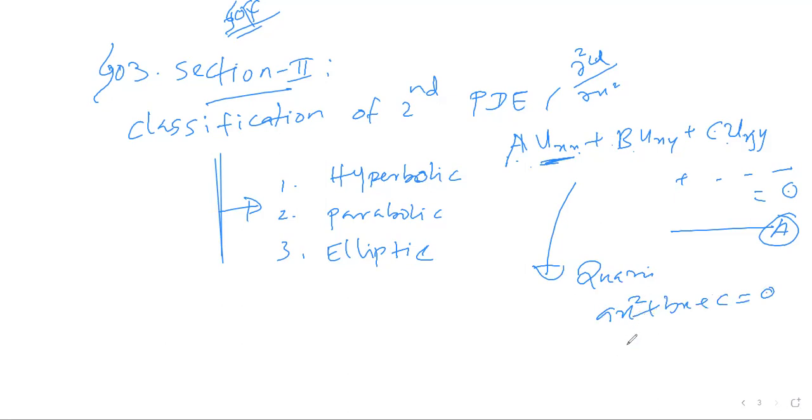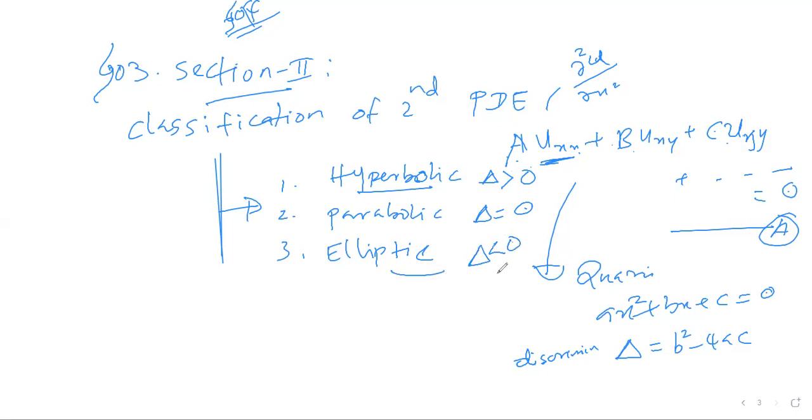We also say this as the discriminant. This discriminant delta is equal to b squared minus 4ac. According to the sign of delta, we can divide these types. If delta is greater than 0, we call this hyperbolic. If delta is equal to 0, we call this a parabolic equation. And delta less than 0, we call it an elliptic equation. Delta less than 0 in the sense we may have some complex roots.